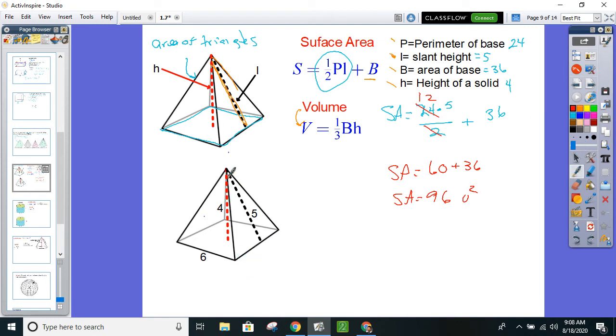So when we talk about height, we talk about the height that goes inside. We're not talking about the surface. We're talking about the volume, the height that's inside. That's why we have a different height. But same idea here. We do area of the base.